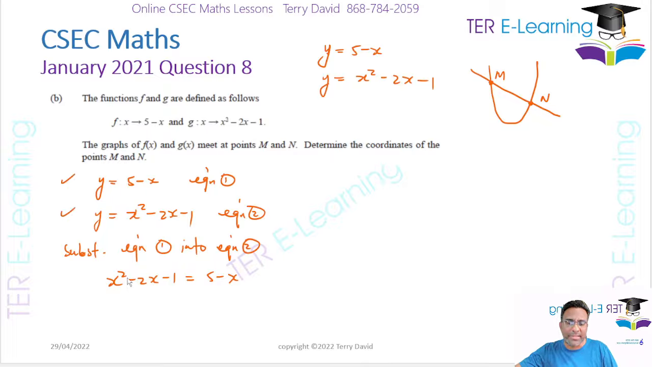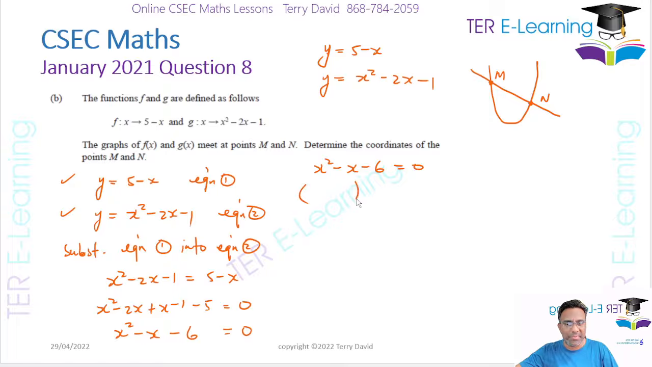Now to solve this, I'm going to carry everything to the left hand side, so I'm going to end up with x squared minus 2x plus x minus 1 minus 5 is equal to 0. Simplify some more. x squared minus 2x plus x is going to give you minus x, minus 1 minus 5 is going to give you minus 6 is equal to 0. The next thing we're going to do now, we need to factorize this. So let me just write this back here.